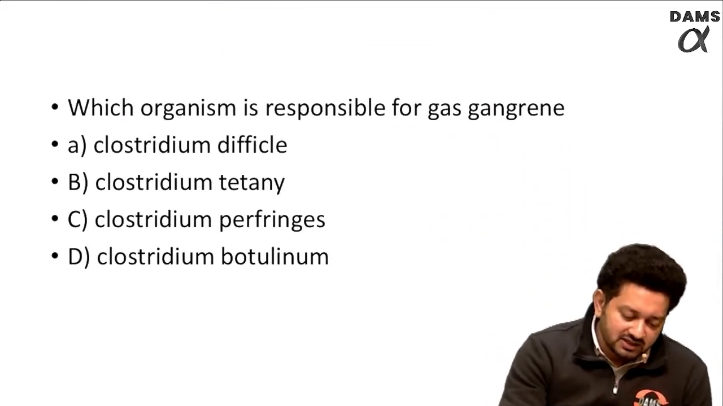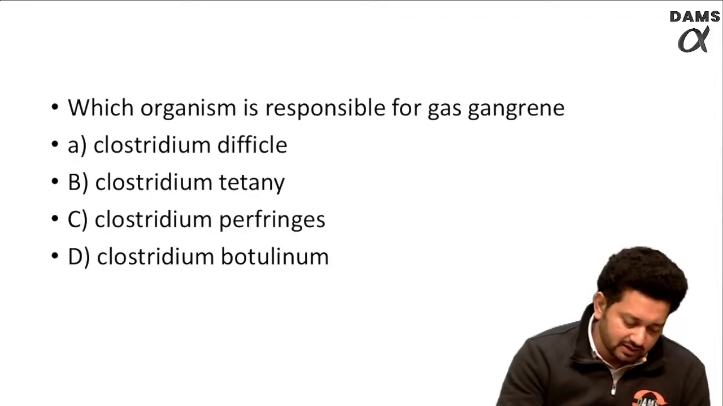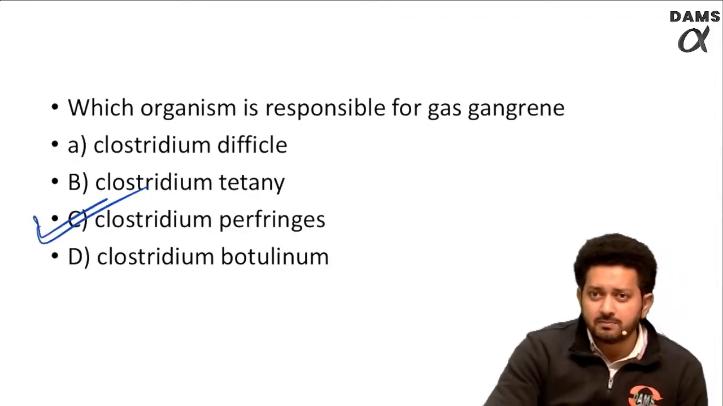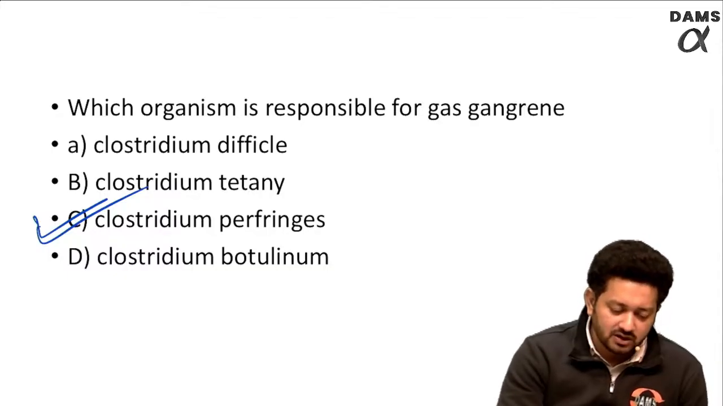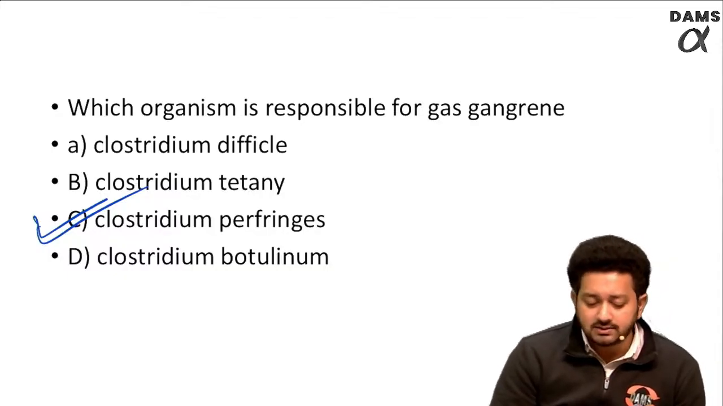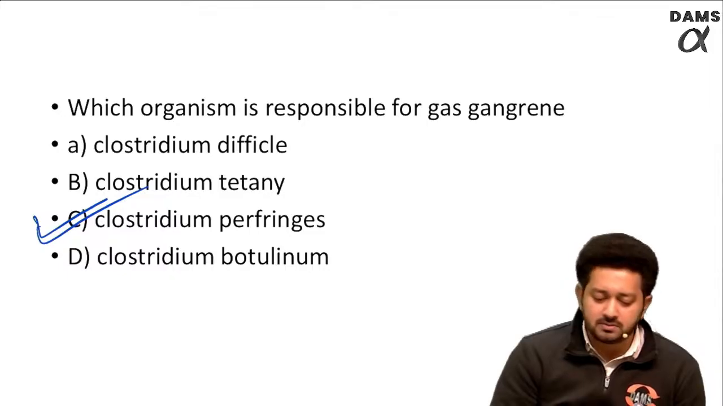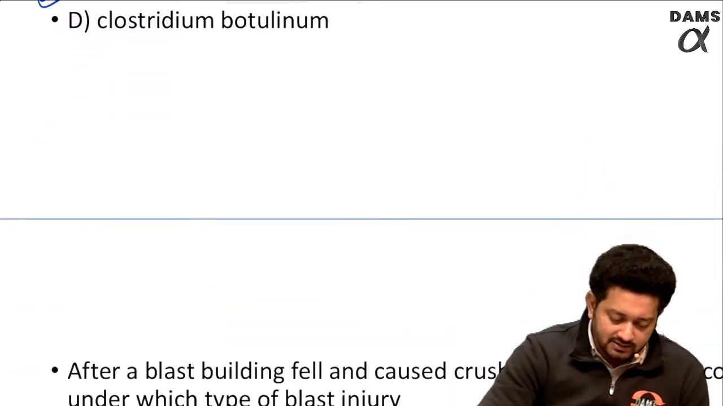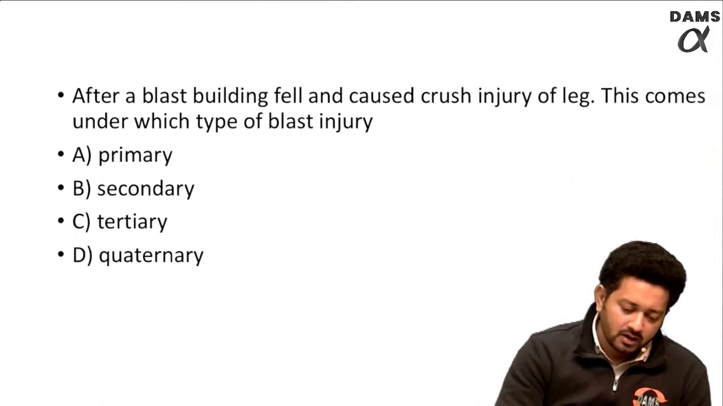Which organism is responsible for gas gangrene? I guess one of the easiest questions, Clostridium perfringens, gas gangrene. There is involvement of the muscle. There is air inside the muscle. Crepitus is felt. A very dangerous condition. You should give antibiotic, anti-gas gangrene serum, hyperbaric oxygen therapy, and in certain cases you might have to do amputation.